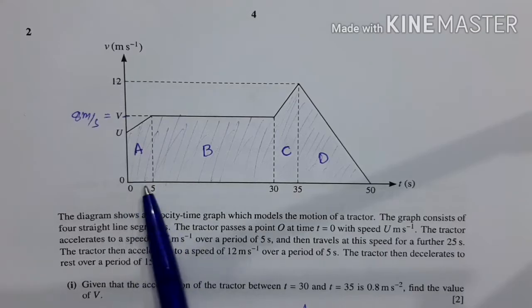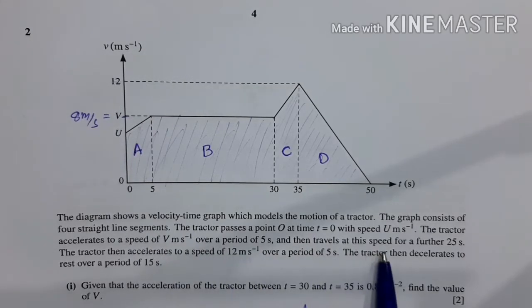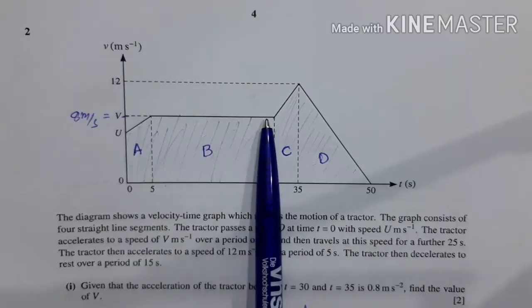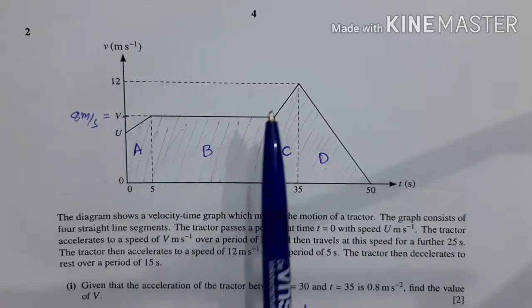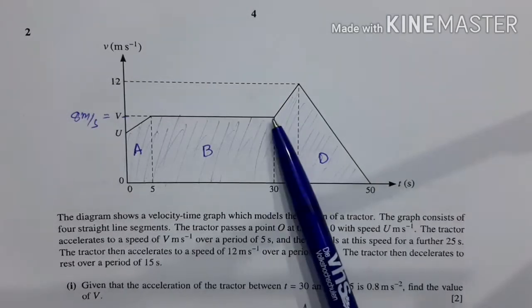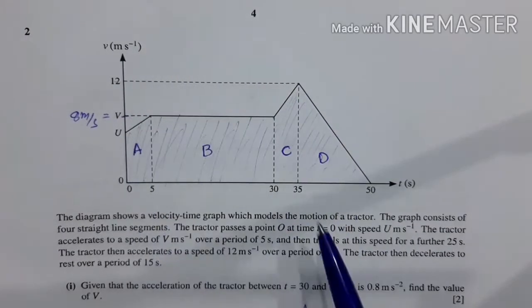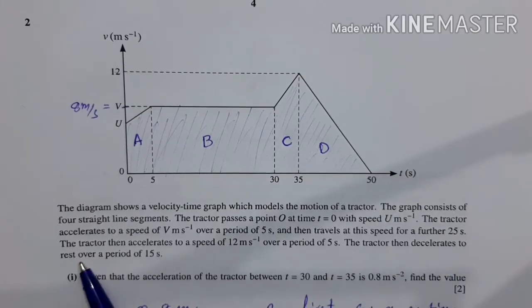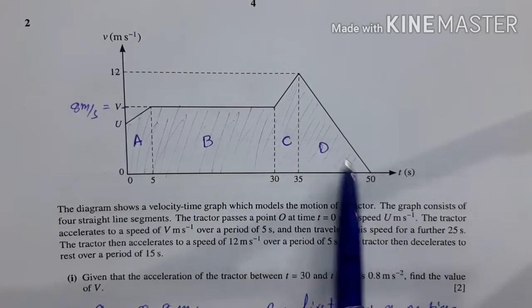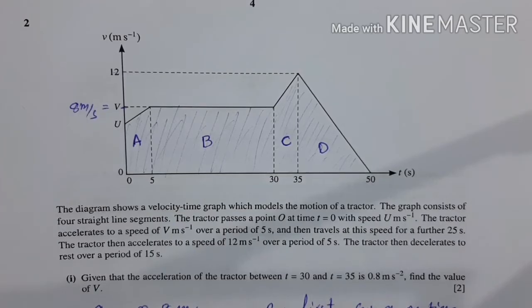Over a period of 5 seconds, the tractor's speed changes from u to v. Then it travels at this constant speed for a further 25 seconds. The tractor then accelerates to a speed of 12 meters per second over a period of 5 seconds. So from here the tractor started accelerating again, and in 5 seconds its speed becomes 12 meters per second. The tractor then decelerates to rest over a period of 15 seconds. From here the tractor started uniform deceleration, and at the 50th second it comes to rest. So this is the graph.